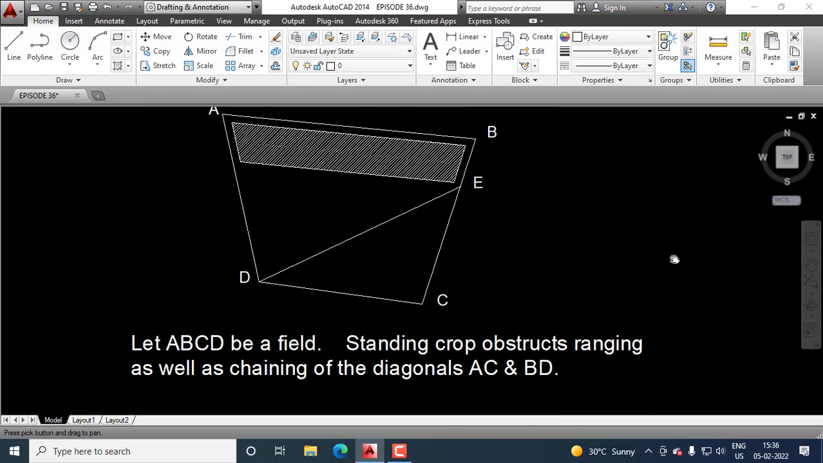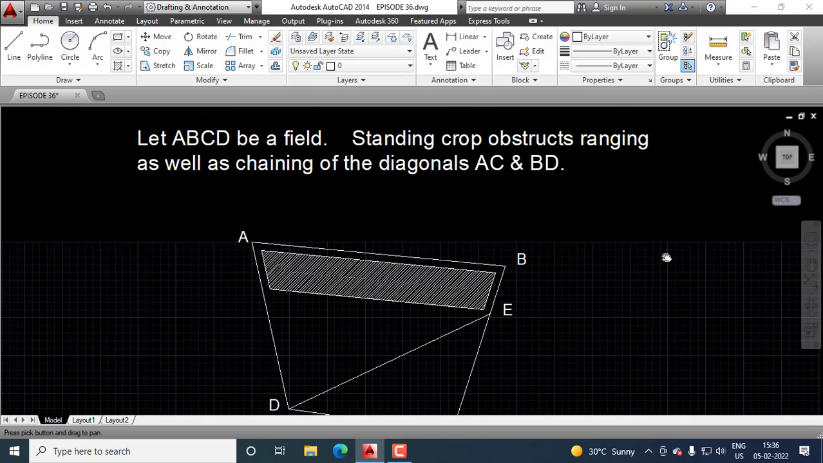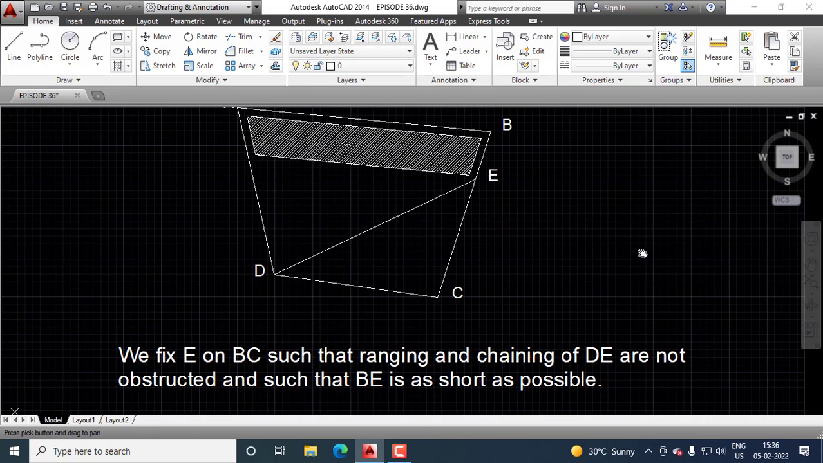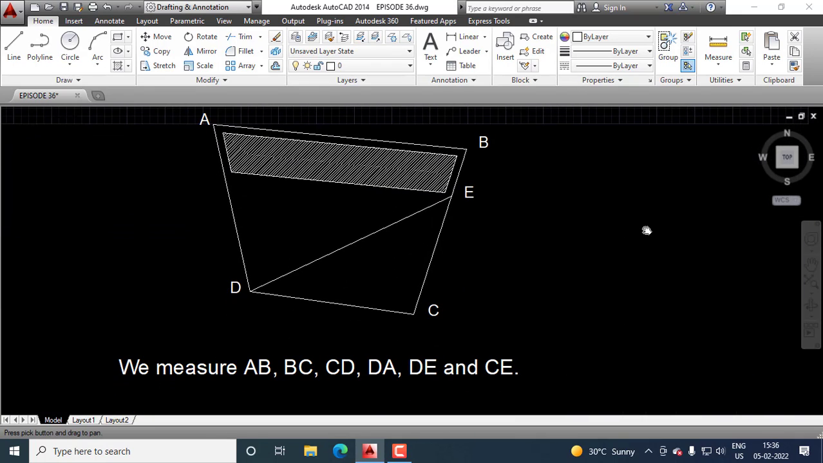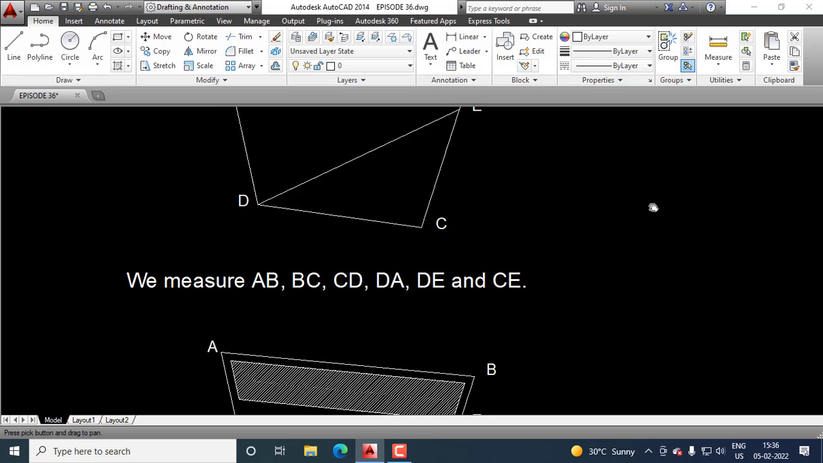Let A, B, C, D be a field. Standing crop obstructs ranging as well as chaining of the diagonals AC and BD. We fix E on BC such that ranging and chaining of DE are not obstructed and such that BE is as short as possible. We measure AB, BC, CD, DA, DE and CE.